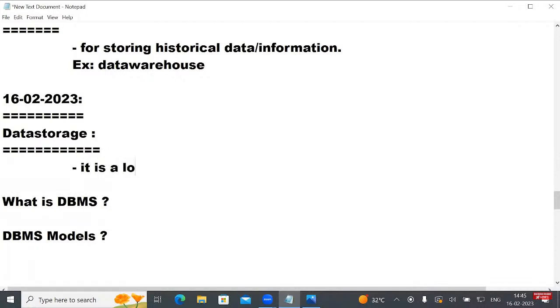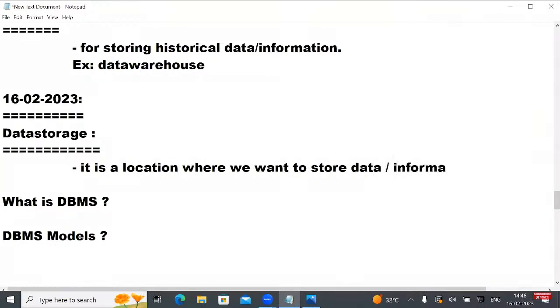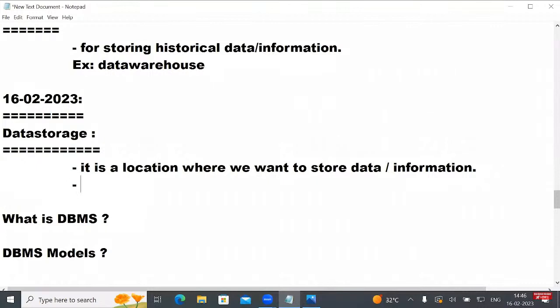It is a location where we want to store our data or information. So there are three types of methods here, guys. There are three types of data storages.